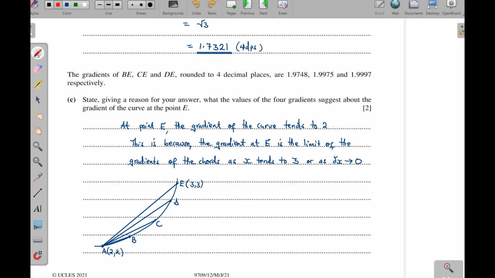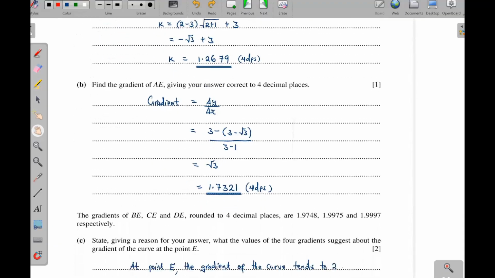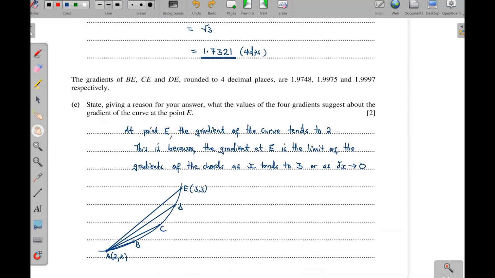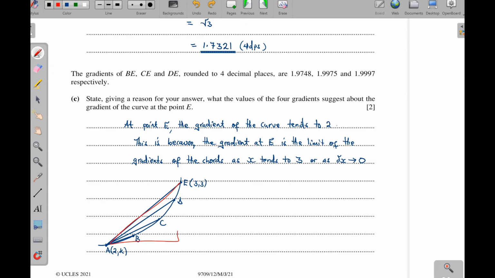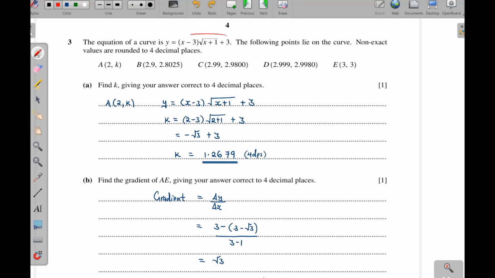Because you are also seeing, actually we found our gradient here. They told us to find gradient AE, 1.73, this whole big one here, you see? So by the time you move this chord to E, that line actually becomes a tangent at that point, okay? And by the way, if you get this equation here and then you differentiate it, and then you substitute X is equal to 3, you will automatically get a 2, okay?